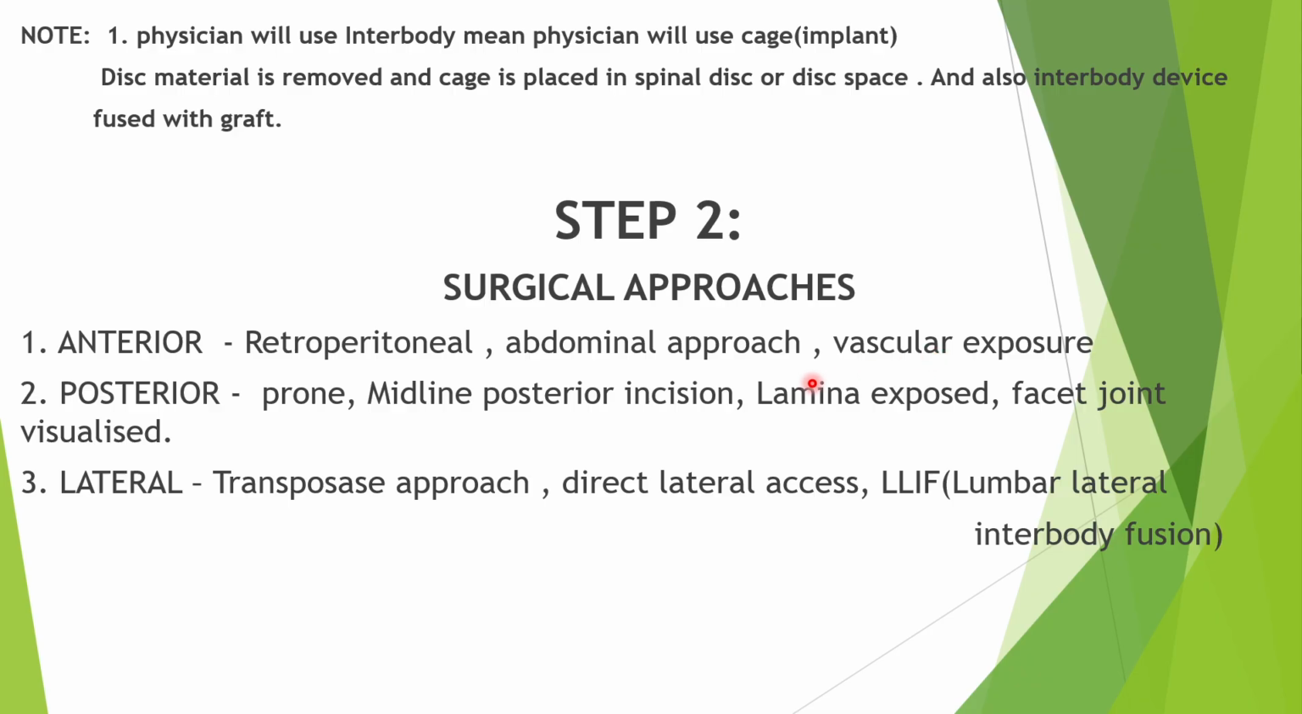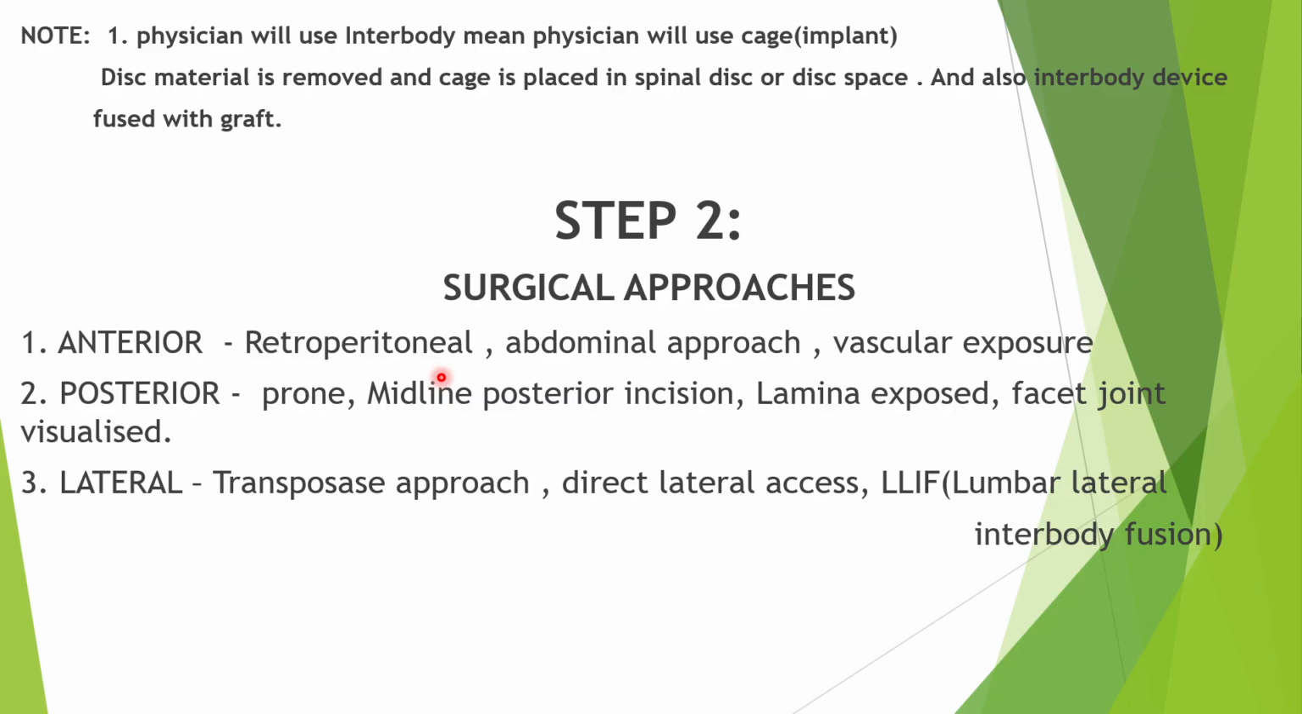Okay, so the term is retroperitoneal. The surgeon will reach the lumbar spine by going behind the abdominal lining, or the peritoneum, without opening the abdominal cavity. Now the second one is the abdominal approach. Here the physician will enter through the front of the abdomen, that is the anterior side, and the blood vessels are carefully moved aside to safely access the spine. So these were the approaches. An example is anterior cervical discectomy and fusion, ACDF, or ALIF.